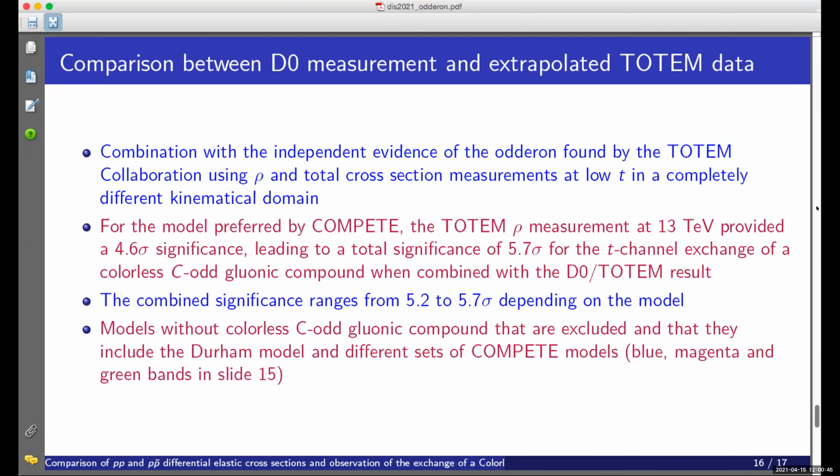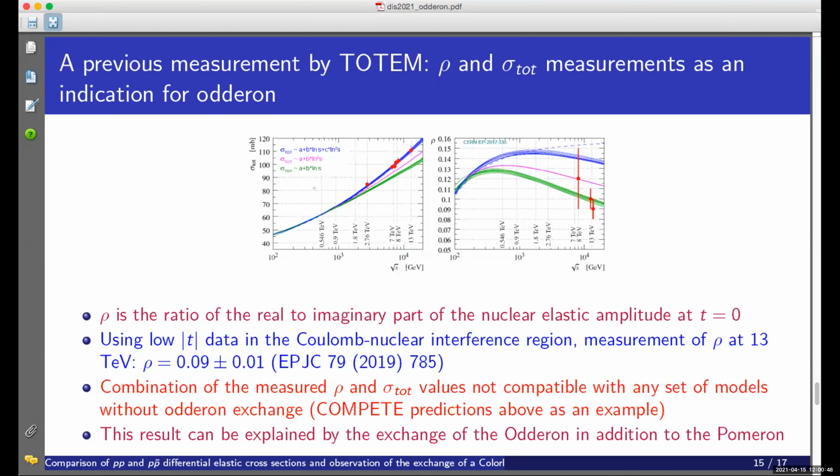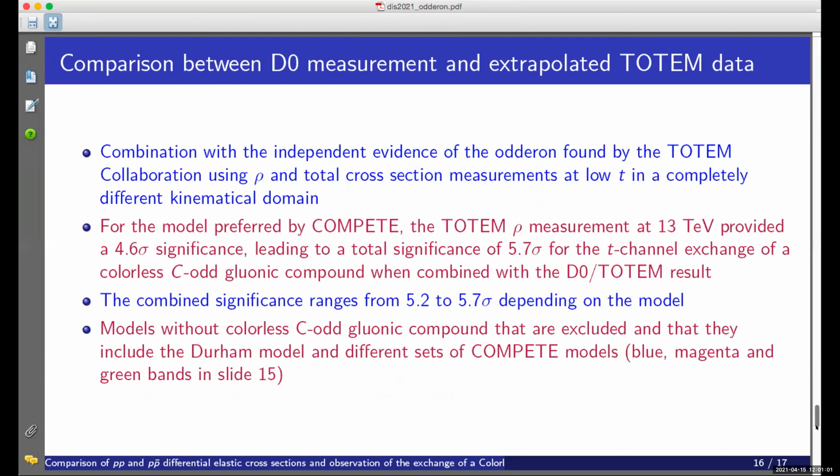As I said, for instance, this COMPETE model is illustrated on this plot. We did also, with the people, the Durham model. So since they have different assumptions that predict different values of rho, so different blue and green curves, if you want, the number of sigma will be different. This is the issue. That's why we get this range 5.2 to 5.7 sigma. But for all the models that exist on the market, everything is always above 5 sigma. So I agree, this is a bit model dependent, but the big thing is that it's always above 5. There is no existing model on the market which will give less than 5.